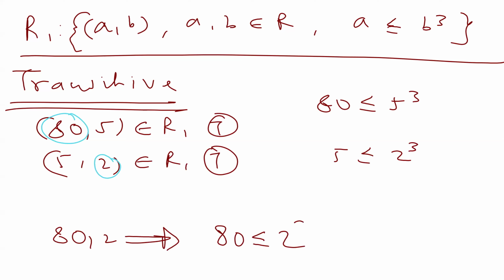80 comma 2. This implies what? 80 is less than or equal to 2 cube. Is this true? The answer is no. This is false. So you have to give at least one example which fails if it is failing. So it's not transitive. Fine. So for this problem and the previous problem, you just remember the examples. Otherwise, you'll have to keep searching and thinking over it again and again.